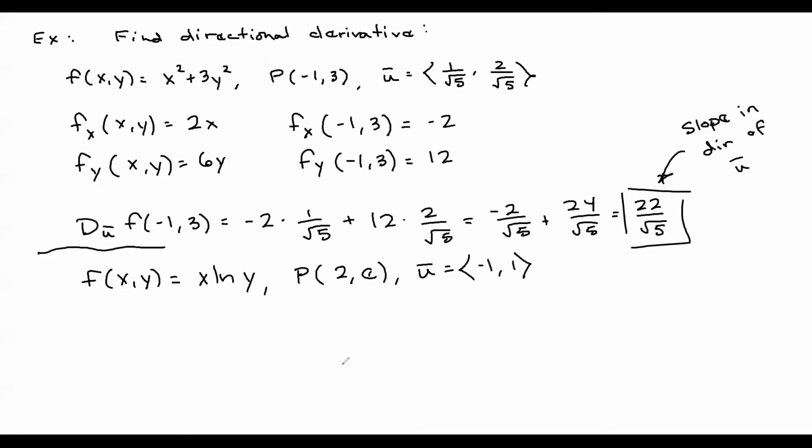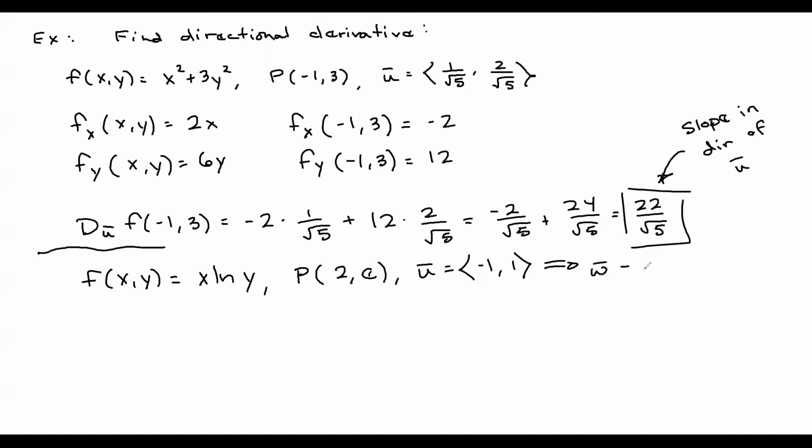Okay, so the thing about some of these problems that you may encounter if you go through and do problem sets in textbooks is that they may not always give you a unit vector. They may just give you a direction vector. And if that happens, you need to normalize the vector to make it into a unit vector.